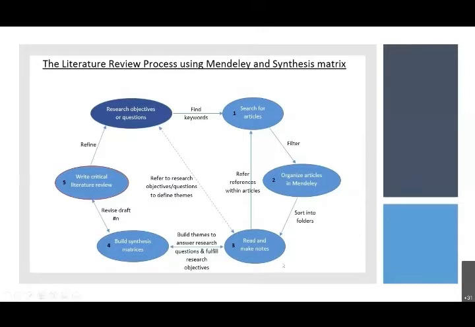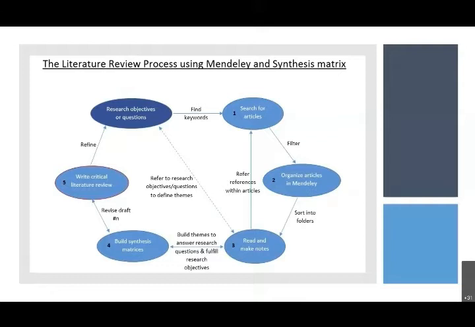After organizing the articles, you go for reading and making notes. Maybe you will ask, sir, do I need to read the full article? It depends on you, but make sure you understand the article. That is very important. What are they telling? What are they trying to tell? Sometimes you read the article and you don't understand what they are trying to tell, but by the time you finish reading, you know, oh, these are the things they are really pinpointing.